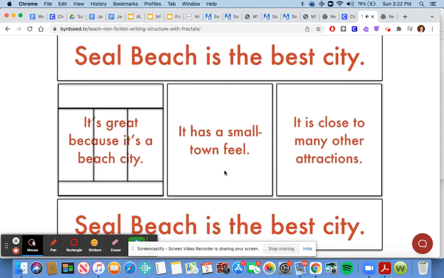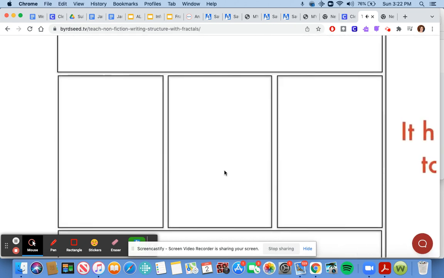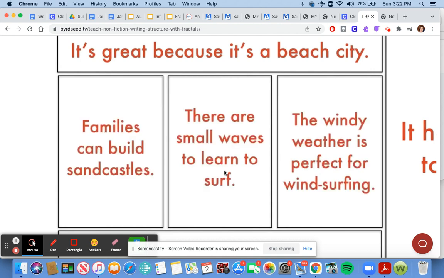Let's start with that first body paragraph. Seal Beach is great because it's a beach city, and we're going to zoom in on it. The topic sentence is going to be that Seal Beach is great because it's a beach city, and then I'll include 3 points to back this up. I'll wrap it up with a concluding sentence, and for right now, we'll leave those how they are.